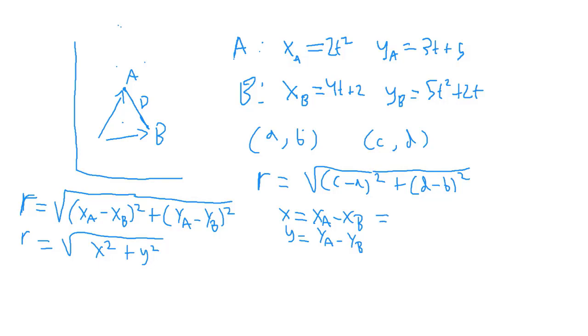And we can actually solve out explicitly what these x and y formulas are, because we were given xa, xb, ya, yb. So x will be xa minus xb, so 2t squared minus 4t minus 2. Y will be 3t minus 2t, so just t, plus 5 minus 5t squared.